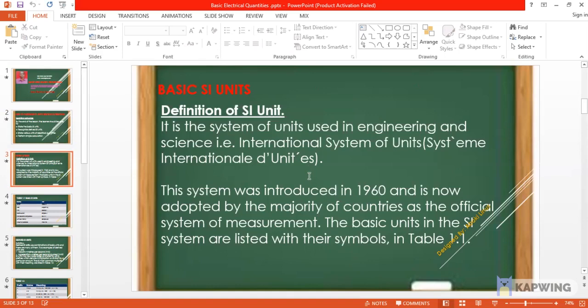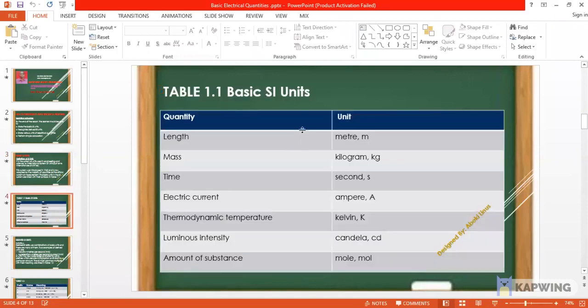So from the definition, you can see these are standardized international units which we use for measurements of electrical quantities. First of all, we have the basic, then we have the derived. And these derived ones are determined from the basic units. So we derive the derived units from the basic units. You can see from the definition there.